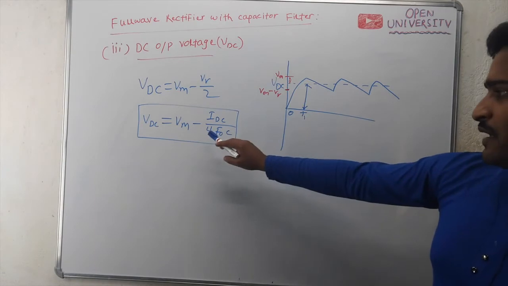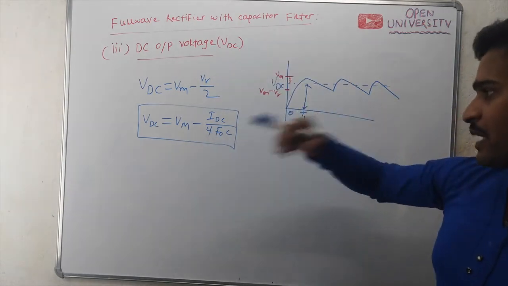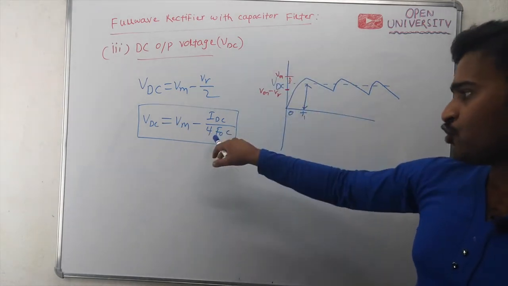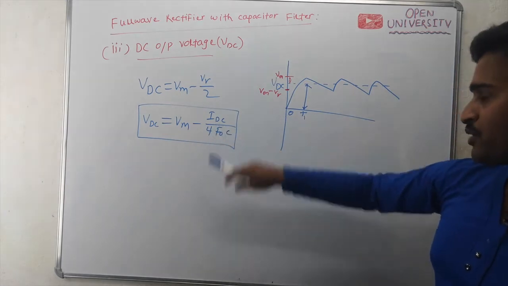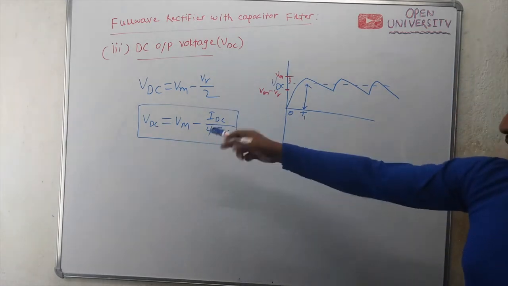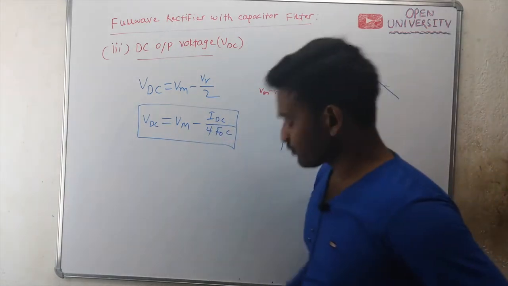Again, in case of half wave rectifier with capacitor filter, this was 2 f naught C. Now it is 4 f naught C, and this 4 is coming because of T naught by 2.